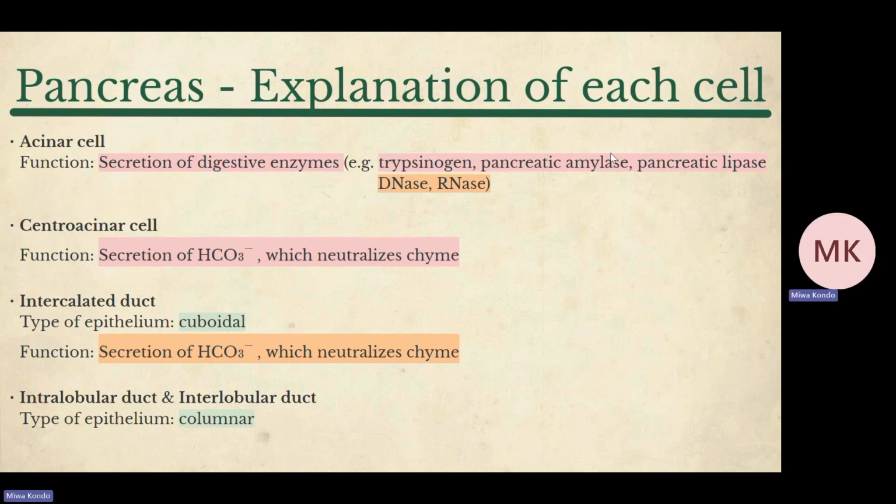Next, let's focus on each cell in the pancreas. Acinar cells secrete digestive enzymes, including trypsinogen, pancreatic amylase, pancreatic lipase, deoxyribonuclease, and ribonuclease. You'll also learn other enzymes in your physiology lessons. The centroacinar cells secrete bicarbonate, which neutralizes the acidic chyme coming from the stomach. The cells in the intercalated ducts are cuboidal and they also secrete bicarbonate. As for the cells in the intralobular and interlobular ducts, they are columnar.